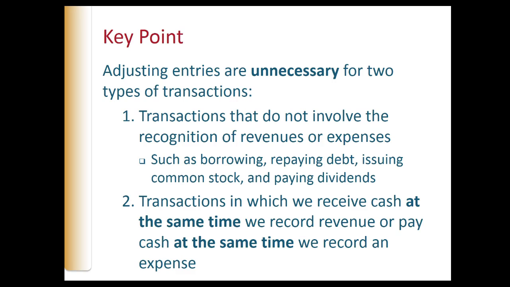If you think about these two types of transactions, the reason we don't need adjusting entries is the source documents in and of themselves will provide us with the transaction. When we borrow, at the time we receive that money, the transaction will occur. When we repay debt, we have a check to show debt's being repaid. When we're issuing common stock, we have the transaction in front of us. When we pay dividends, the transaction is there. Therefore, there's nothing else necessary to do. The transaction happens on its own.